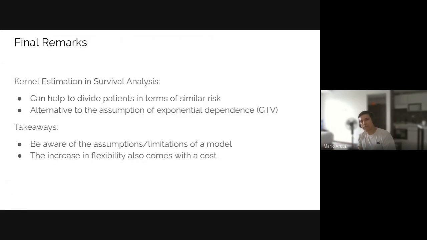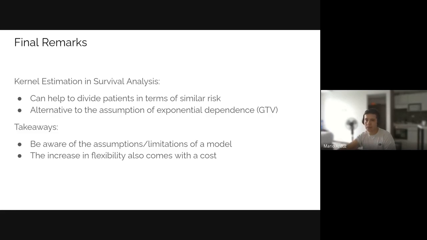So yeah, some final remarks of this paper. I was kind of going ahead with the first one: trying to divide patients in terms of their similar risk, and this will be really dependent on the estimation of what risk is. But I guess with these two examples, it really depends on checking the assumptions of the model that you want to have. And this kernel estimation that they are proposing is a good alternative if the assumption of exponential dependence does not hold.